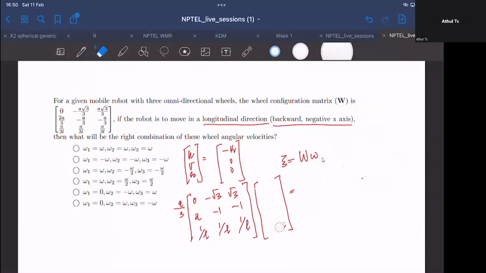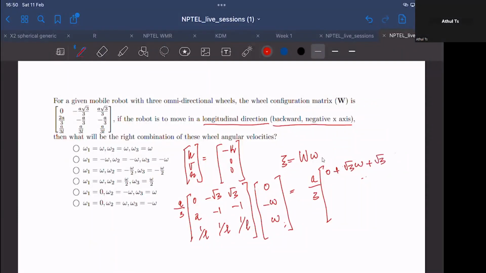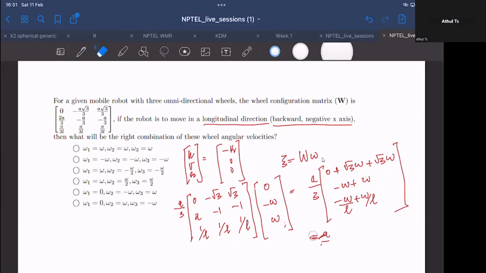Then, what about the fifth case? It will be 0, minus omega, omega. If we expand this out, what will we get? It will be 0 plus root 3 omega plus root 3 omega. Then the second term would be minus omega plus omega, and the final term would be minus omega by L plus omega by L. So this would be similar to a positive constant, 0, 0.